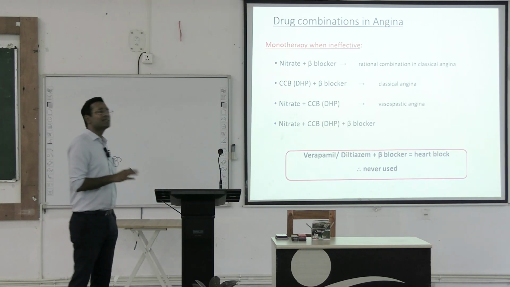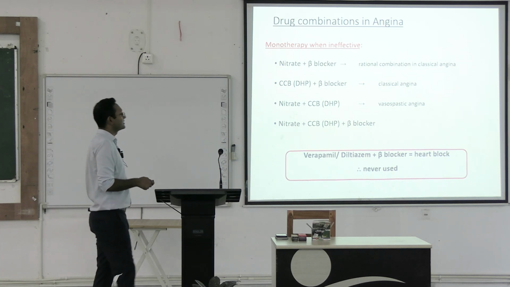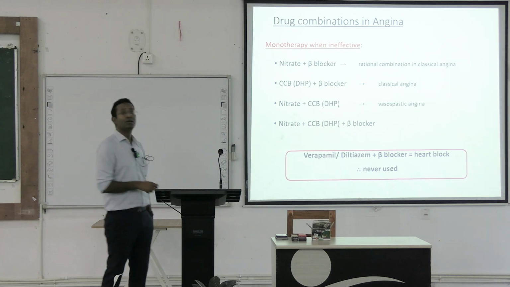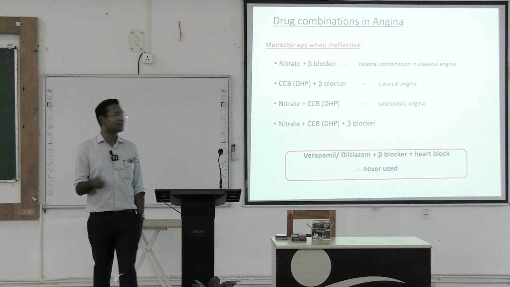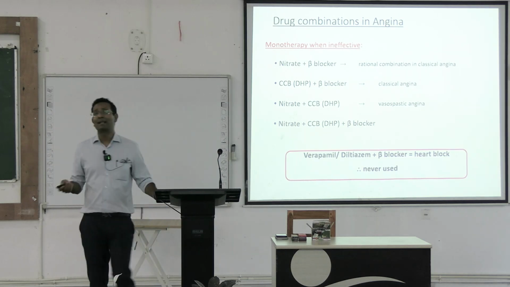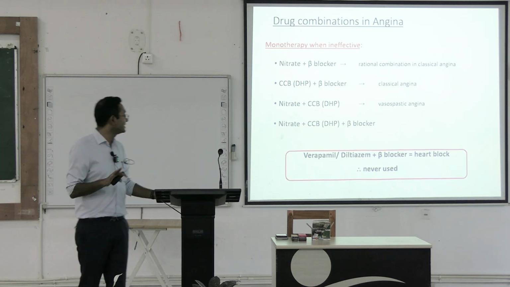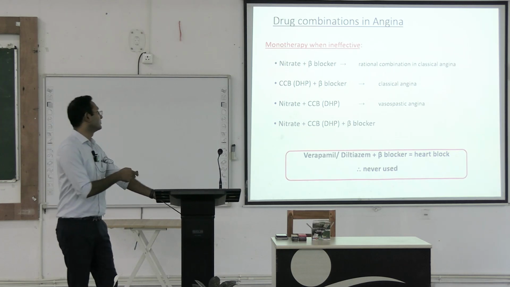Three-drug combinations can be used when two-drug therapy is failing, then nitrates, CCBs and beta blockers are combined. But verapamil or diltiazem, which are non-DHP CCBs, are never to be used with beta blockers. It can lead to heart block. And remember this, non-DHPs, verapamil and diltiazem, never to be used with beta blockers.